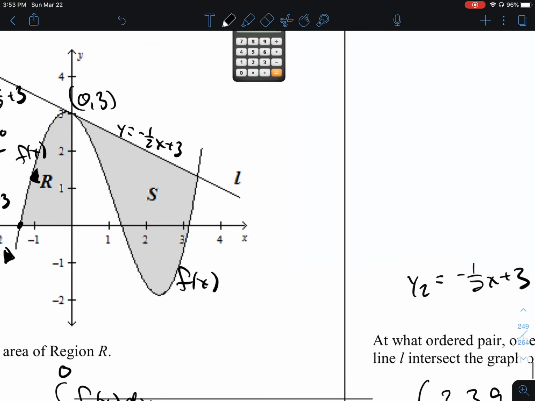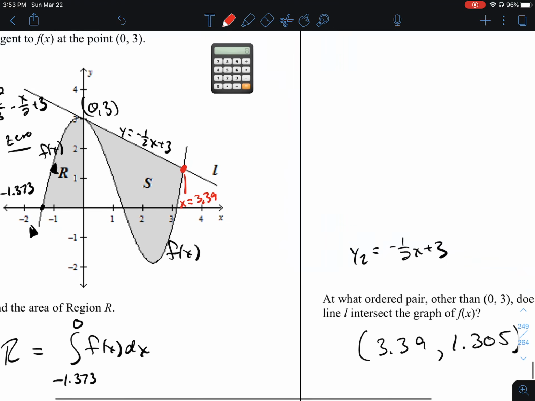Also, let me add to this picture, which is super important. This point of intersection has an x value, we said, of 3.39. If we're going to find the area of region S, we have to know what the upper curve is. The upper curve is L. We have to know what the lower curve is. The lower curve would be f of x. And you have to know the bounds. We're going from 0 to 3.39.